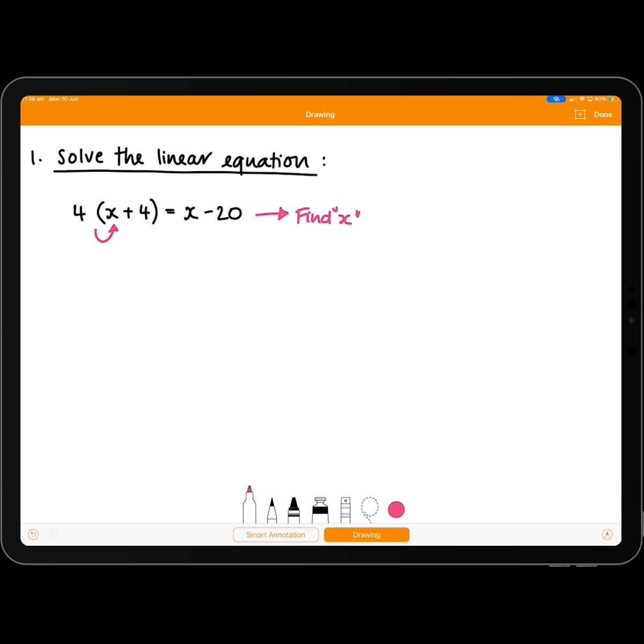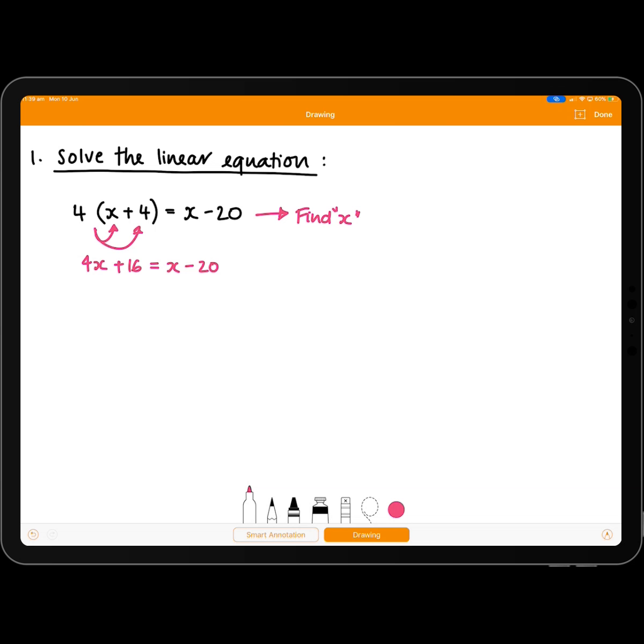So we've got 4 times x will give us 4x, and then 4 times 4 will be positive 16, and that equals x minus 20. Now, as I've stated previously, I personally like to collect all my like terms together, especially ones with variables on the left-hand side, and then my constants on my right-hand side.